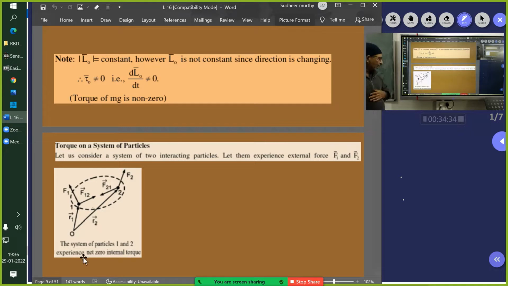No, prove that. I am giving you the system of particles; they experience net zero internal torque. Prove that. Like, sir, internal forces can't affect the rotational motion. I know, but now prove it. Prove it means mathematically you should prove it.